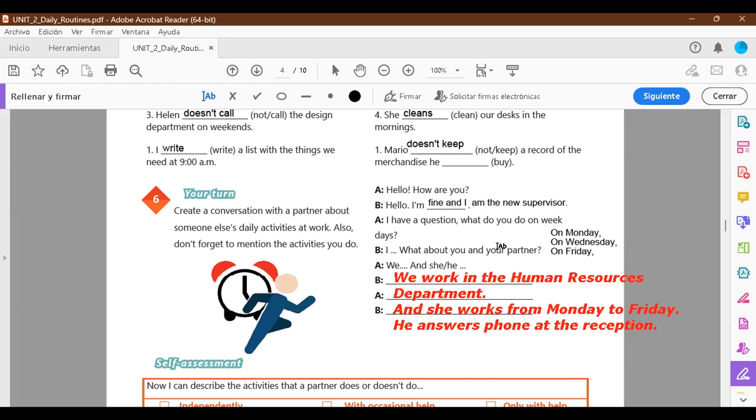¿Qué hay de ti, de tu compañero? Well, we work in the human resources department. And she works from Monday to Friday. He answers the phone at the reception. Okay, thank you. Bye, right? Entonces acá pueden despedirse o agregar otra pregunta. So that's up to you. Okay, questions about it? Preguntas, chicos?